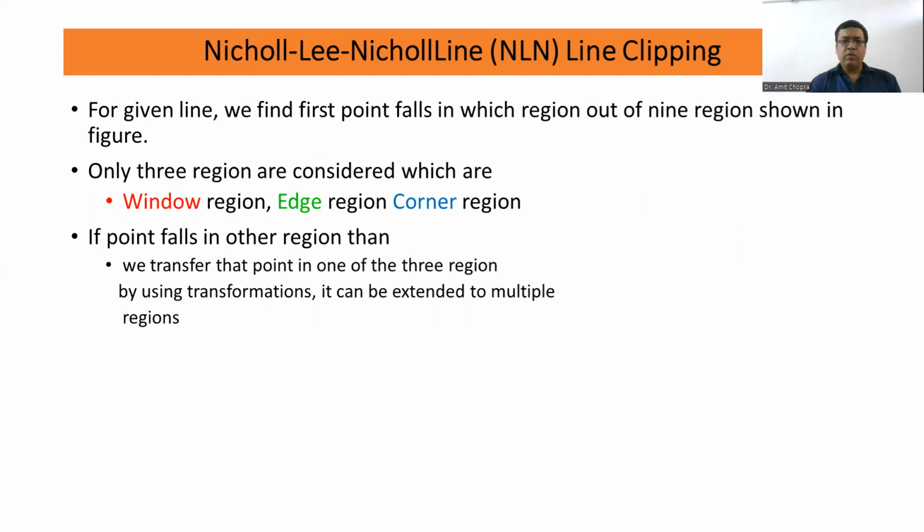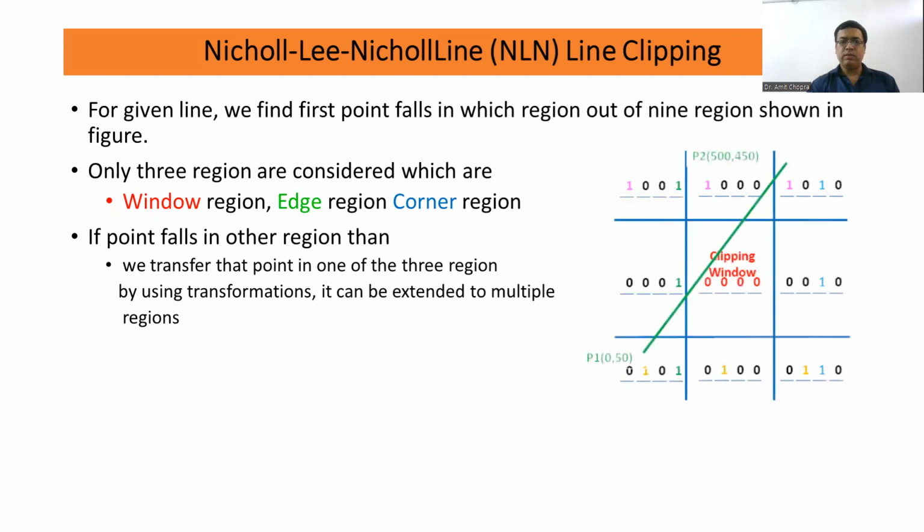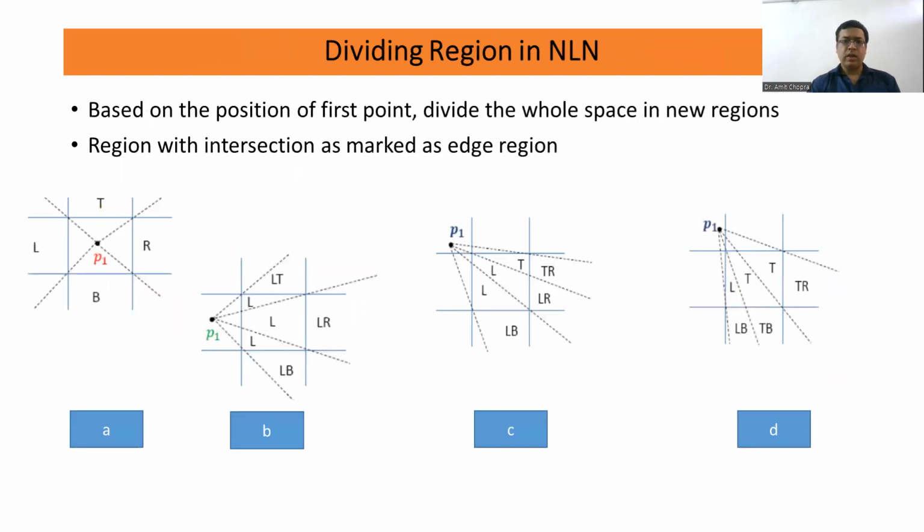Now, for a given line, we first of all find which region out of the nine regions shown in the figure the point lies in. There may be a window region, edge region, corner region. If the point falls in another region, then we transform that point into one of the other three regions. By using the transformation, it can be extended to the multiple regions. We have already discussed all these regions in Cohen-Sutherland earlier. Now, we can see the window region, edge region, and corner region highlighted using different colors. Based on the position of the first point, the whole space is divided into new regions, with the intersection marked as the edge region.